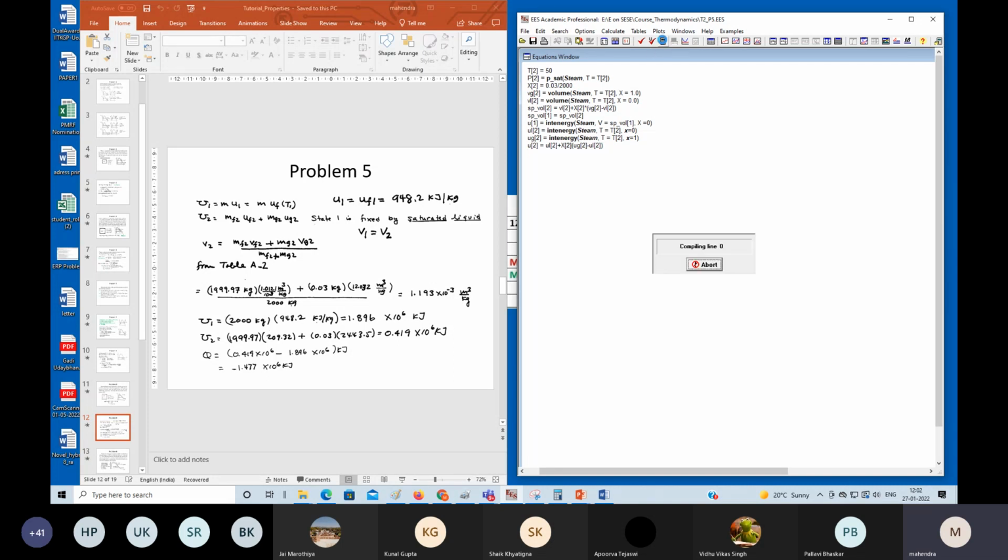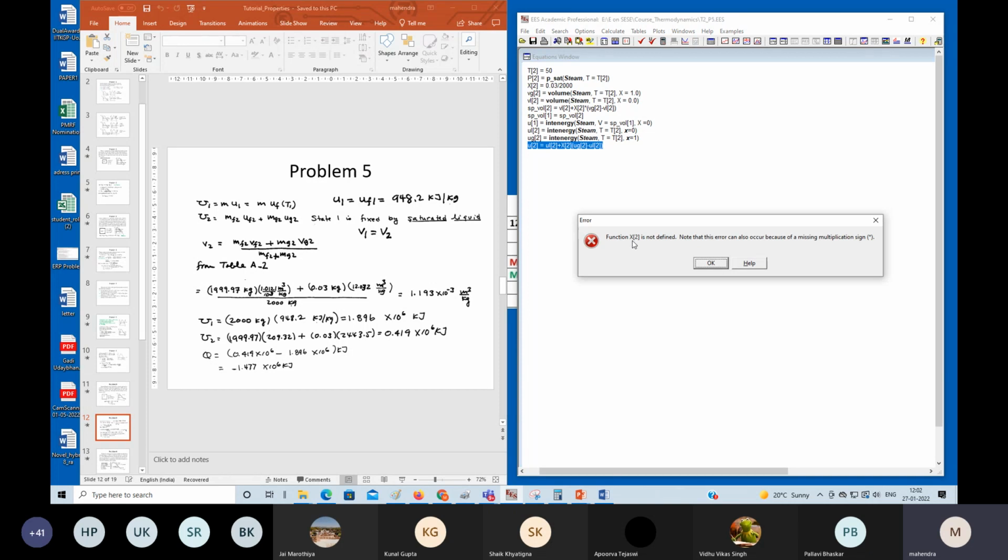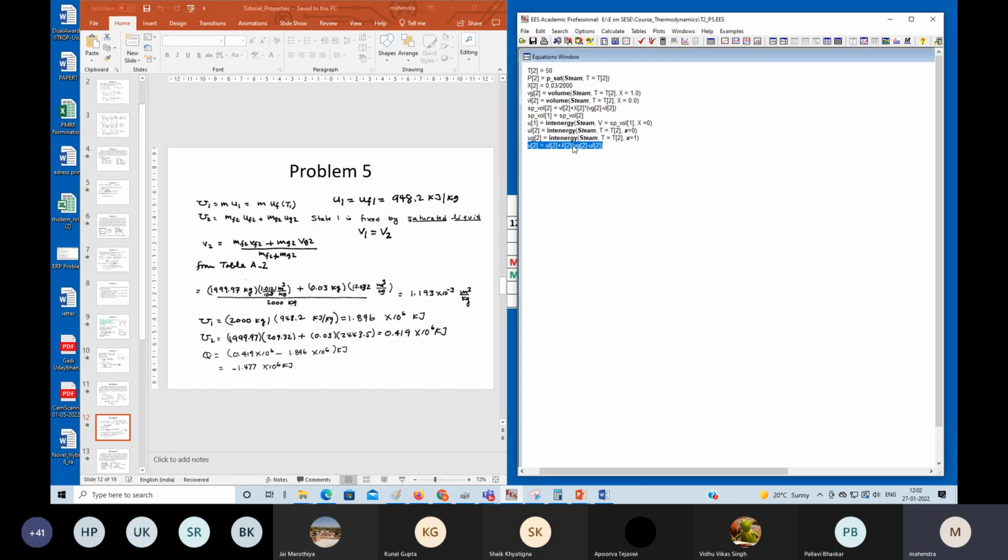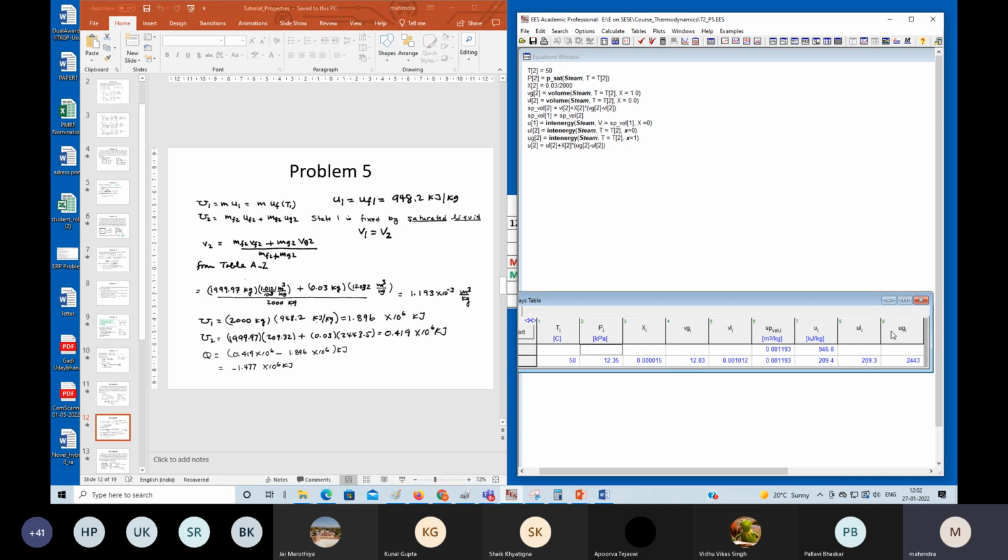Let us run and see. Okay, the function X2 is not defined. Here you need to put a multiplication symbol. Then let us see. Okay, and then the U2 value we will be getting.